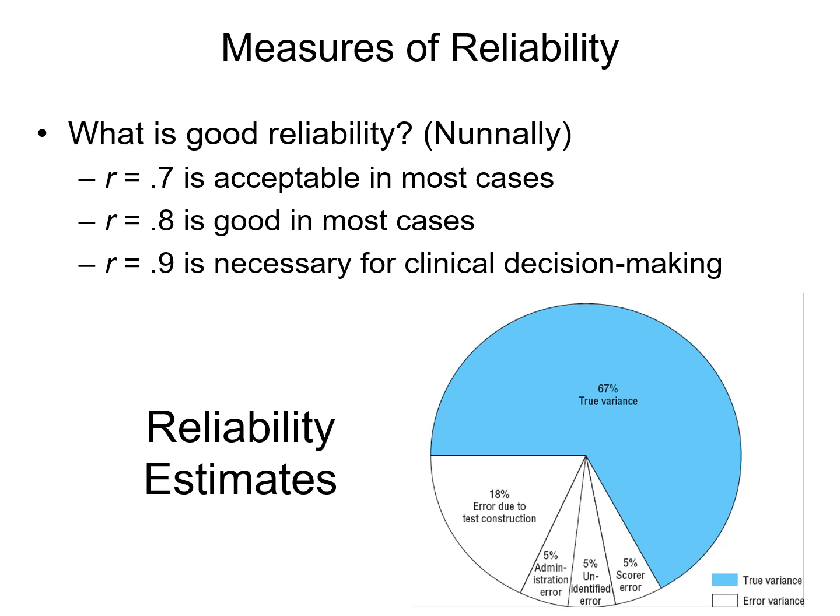So what is good reliability? I've already kind of talked about this, but Nunnally suggested that basically 0.7 is acceptable in most cases, 0.8 is good for most cases, and 0.9 is necessary for clinical decision making.